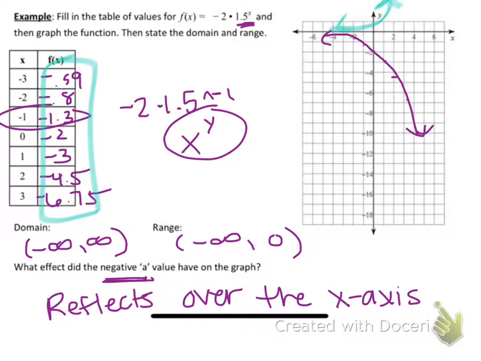Some other values to look for. Notice your a value is always going to be your y-intercept. So for this problem, my a value is -2, and notice it crossed my graph at -2. So that's a little hint for that next section.